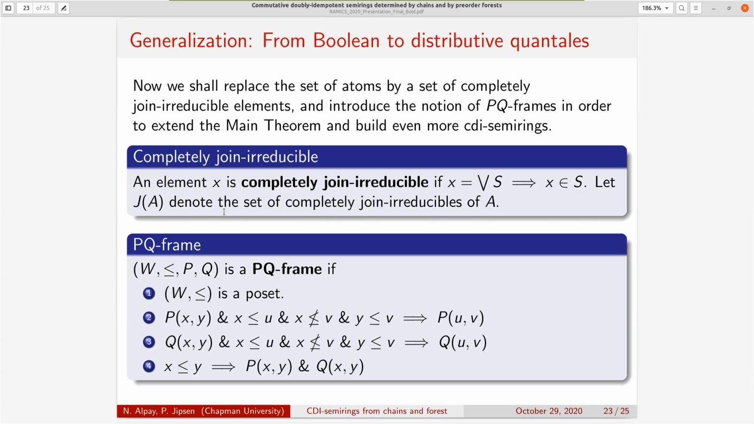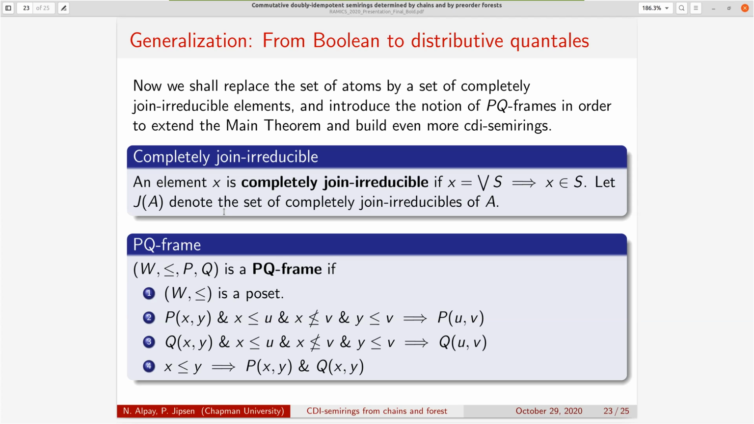So if we move from Boolean quantales to distributive quantales, and we replace the set of atoms by the set of completely join irreducible elements, and we introduce the notion of PQ frames in order to extend the main theorem, we can build more CDI semirings. So an element x is completely join irreducible if x is equal to the join of S, which is the sup, implies x is in S, and we denote J of A to be the set of all completely join irreducibles of A.